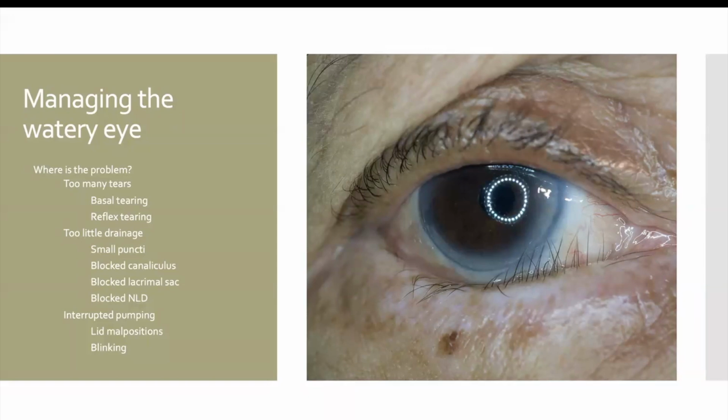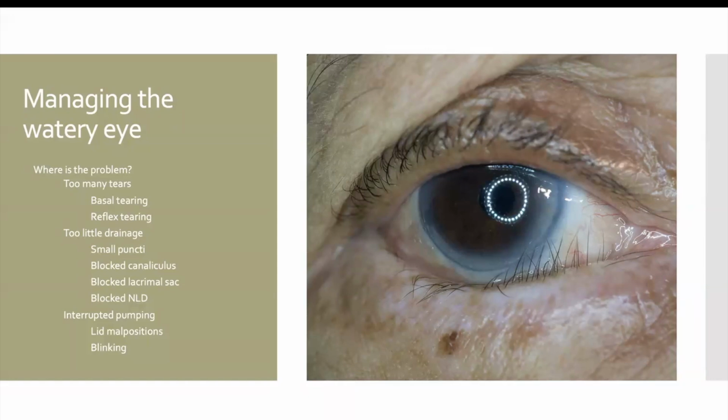So with too many tears, for example, either there's a problem with the basal secretion, so there's too much coming out, and that can be from prosecretory drugs, things like pilocarpine, or for example autonomic disturbances. And then you've also got a problem with reflex tearing. So again, is there a local irritant? Is there some sort of foreign body? In this picture, you might see a trichiasis, there's an entropion causing irritation of the ocular surface with lashes.